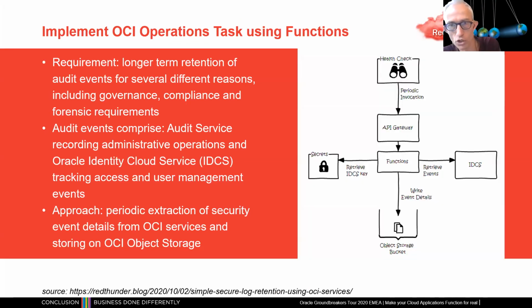The architecture picture looks like this. A health check is created to make an HTTP call on a schedule every 15 minutes, for example, to API gateway. API gateway triggers a function. This function, which has been set up with resource principal authorization, calls out to secrets to get a key, and then calls out to IDCS to retrieve the audit events. And then finally, it writes all the audit details to object storage. So this is a nice example of a solution design with functions at the very heart to perform an operations task on OCI.